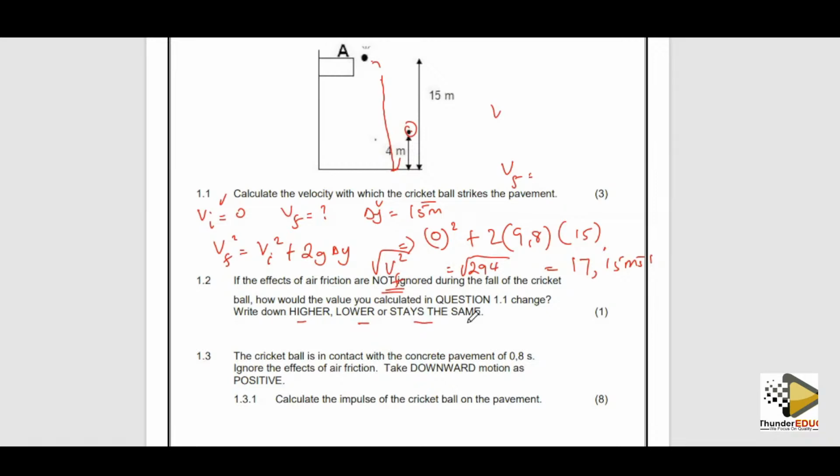Will it be higher, will it be lower, or will it stay the same? So guys, what do you think? If there is resistance involved, if there is friction involved, what effect does friction have on the final velocity? In this case, I'm going to go for lower. Why? Because friction, we said, is a force that opposes motion. The ball is falling downwards, so friction will be acting upwards, which means this ball is going to fall with a lower velocity.